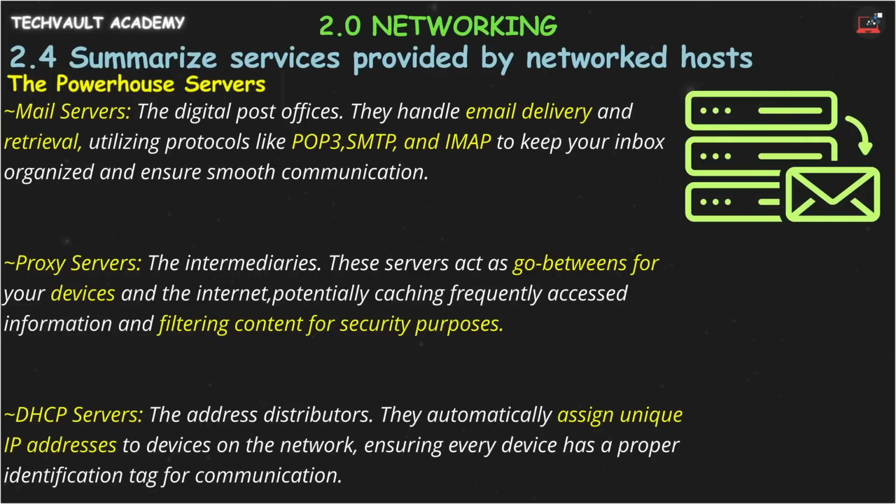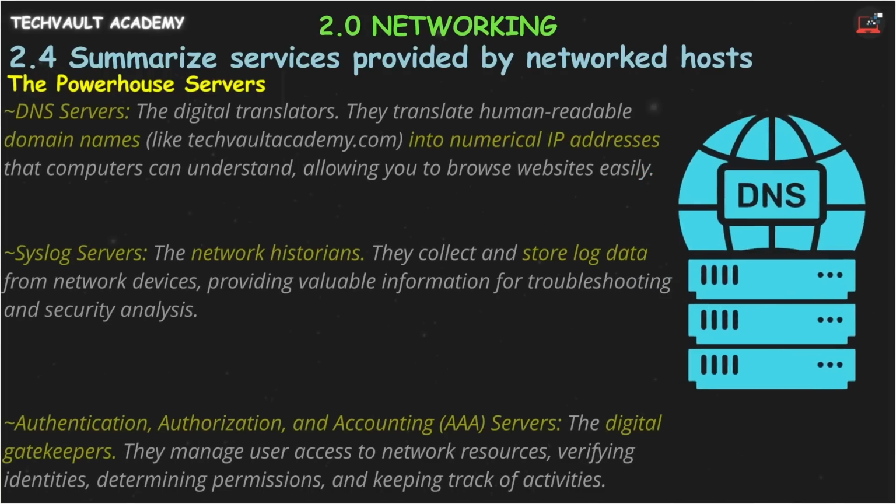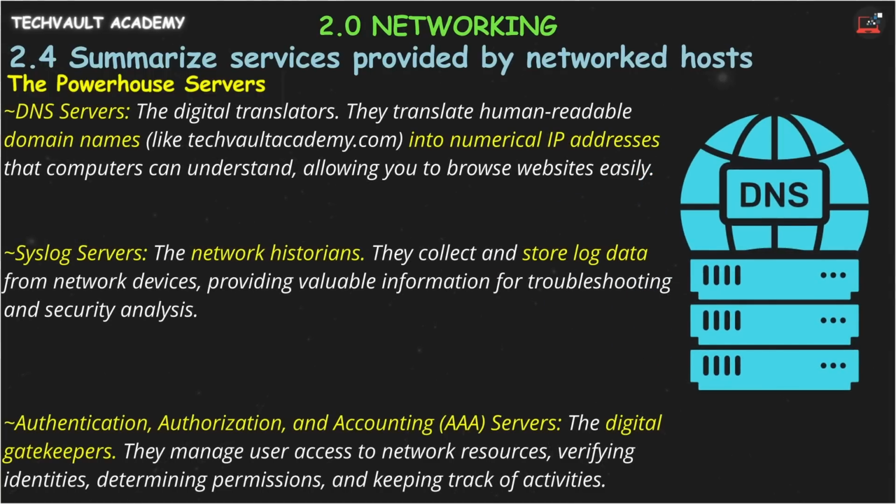These servers act as go-betweens for your devices and the internet, potentially caching frequently accessed information and filtering content for security purposes. DHCP servers, the address distributors. They automatically assign unique IP addresses to devices on the network, ensuring every device has a proper identification tag for communication. DNS servers, the digital translators. They translate human-readable domain names into numerical IP addresses that computers can understand, allowing you to browse websites easily.